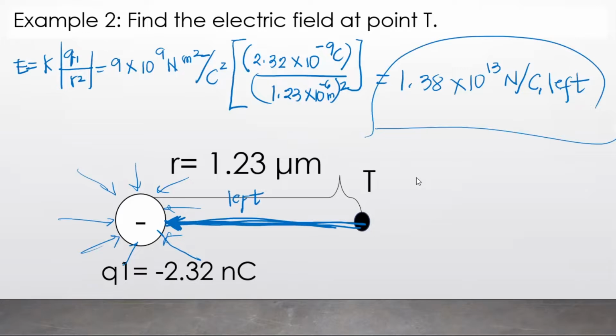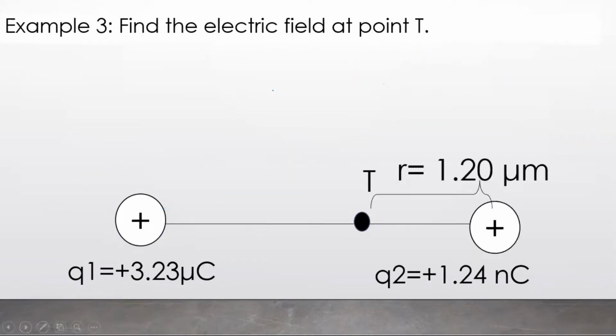Now let's have example number 3. In example number 3, we are to find the electric field at point T again. So this time, the point T. Find the electric field at point T using Q2.